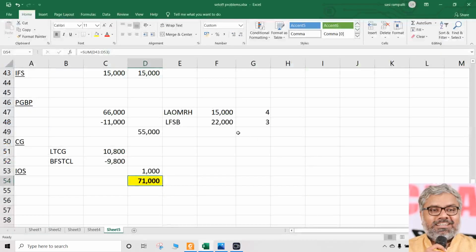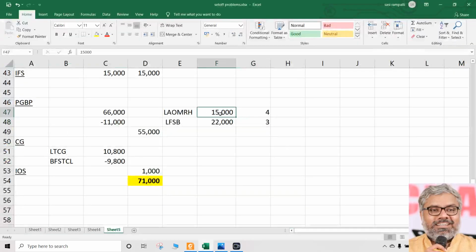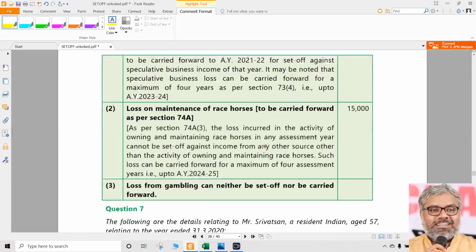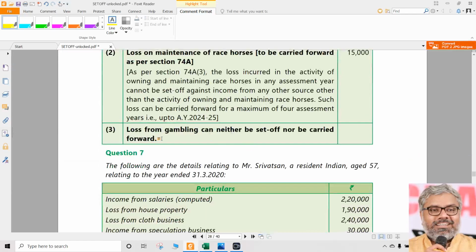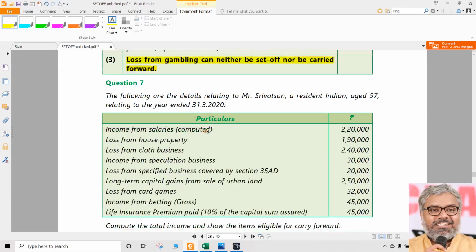And what are the things to be carried forward? 22,000, which can be carried forward for 3 more years, because that is loss from speculative business. In the same way, 15,000 loss from the activity of owning and maintaining race horses can be carried forward for 4 more years. These are the only two things to be carried forward, and you should clearly write this. This is a very important point to be noted, and should be written in the notes also. Loss from gambling can neither be set off nor be carried forward. You cannot set off the loss from gambling, neither can you carry it forward. These are the points to be noted in question number 6.